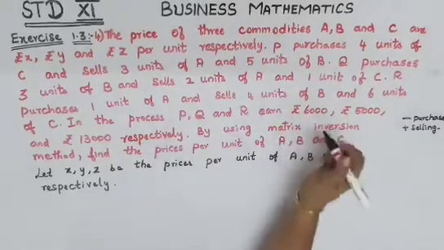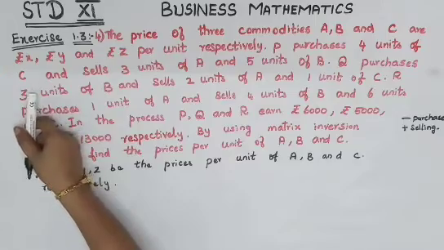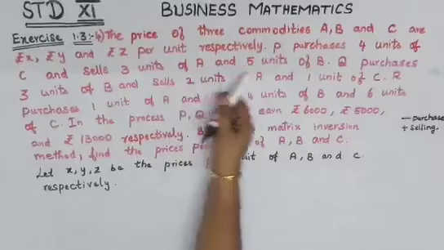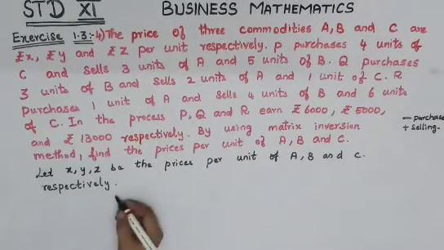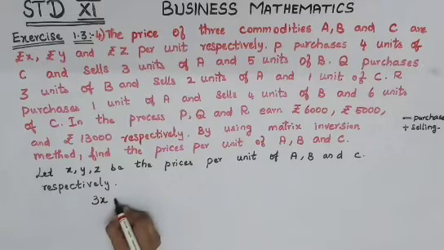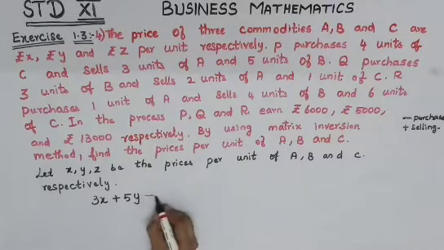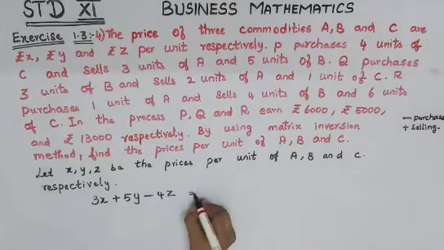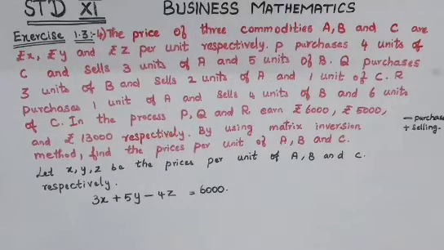So according to this condition, P purchases 4 units of C, so minus 4C, and sells 3 units of A, so 3A, 5B. So we'll write the equation with X, Y, Z that we have declared. So it is 3X plus 5Y, and purchase is there, so minus 4Z is equal to 6,000. Going to the second condition.